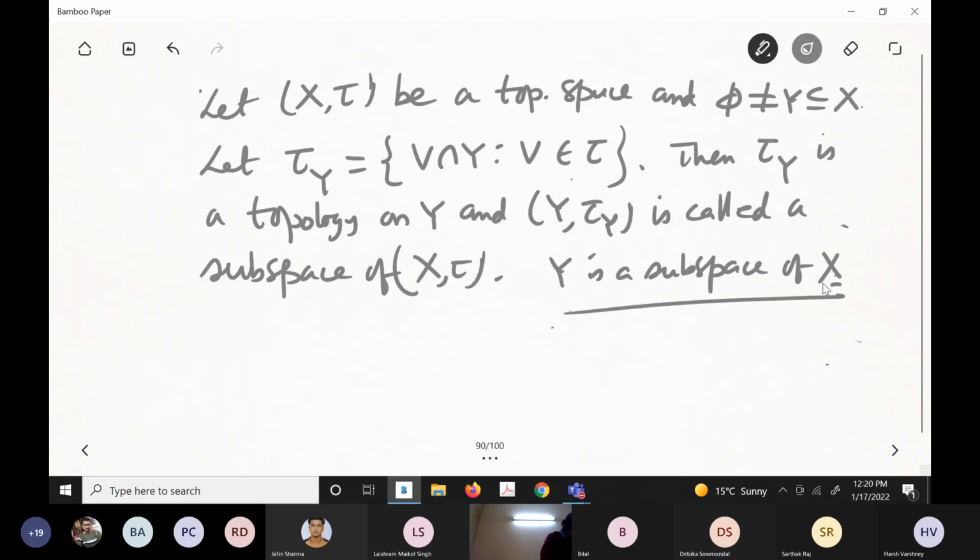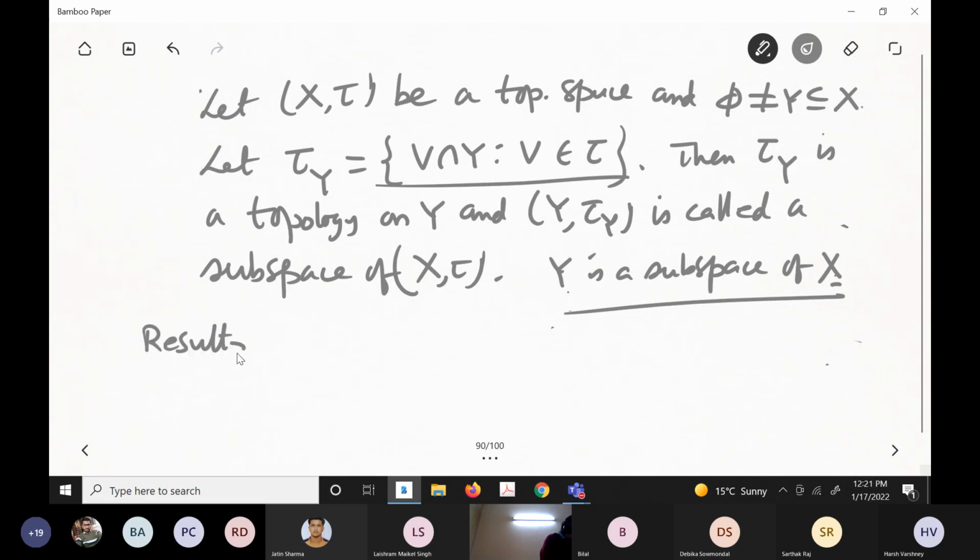Here you have a topology tau, and then the topology on Y is tau_Y. Now let me see that. So that open set you have defined this way. Some exercises I am giving you are very easy to check. Those results I can write.